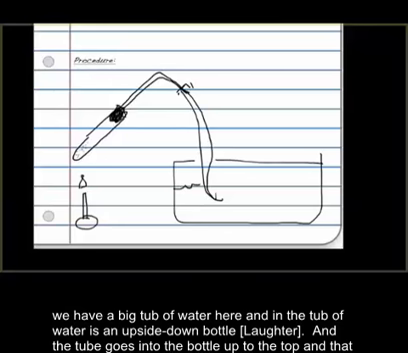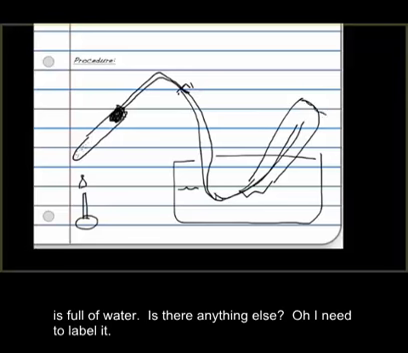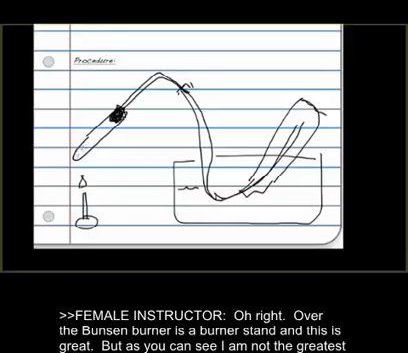And the tube goes into the bottle up to the top, and that is full of water. Is there anything else? I need to label it. Burner stand. All right. Over the Bunsen burner is a burner stand.